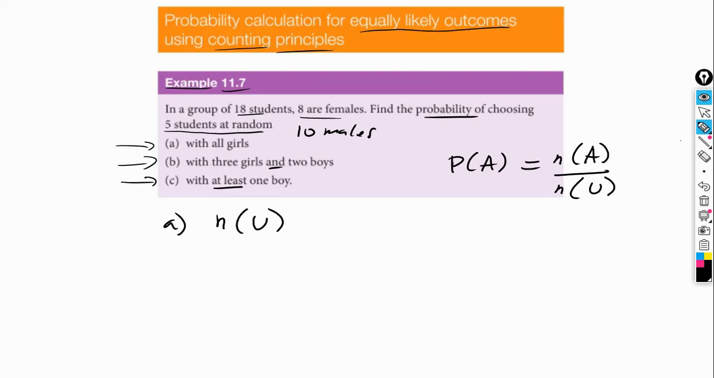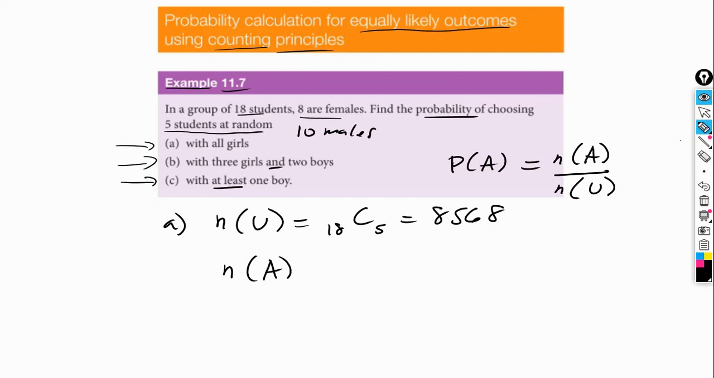Now the sample space is simply picking 5 students at random out of the 18. So that is a combination, right? So 18 in combination with 5. This is going to be the total number of outcomes of the sample space. And this is equal to 8,568. Now, we also need the number of possible outcomes for event A, and that is all girls.